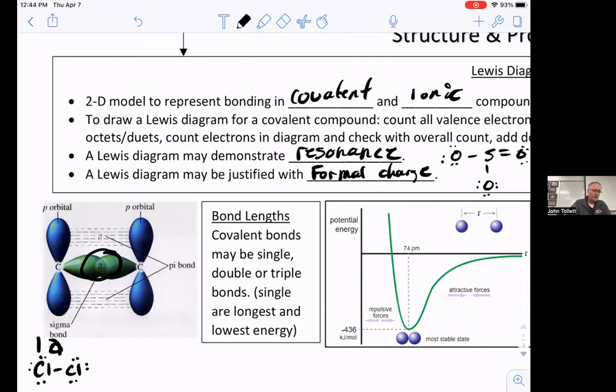Looking at the other ones listed here, I've got pi bonds. In the case of a pi bond, you'd have something like oxygen, O2. It would have one sigma for the first bond and one pi for the second bond. Single bonds will only have a sigma bond. A double bond will have a sigma and a pi bond, and a triple bond will have a sigma bond and 2 pi bonds.